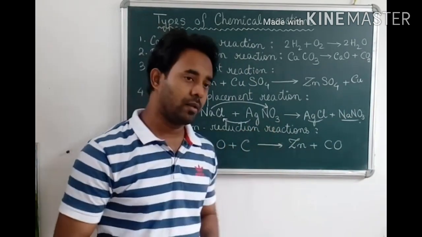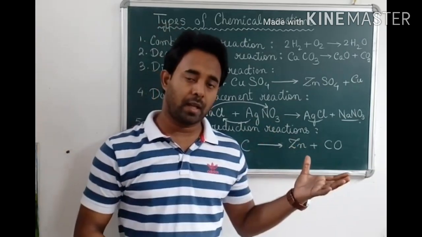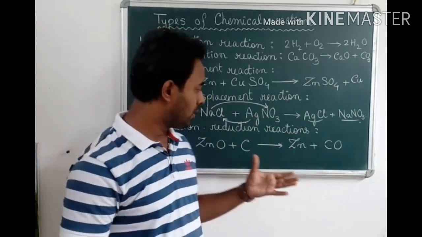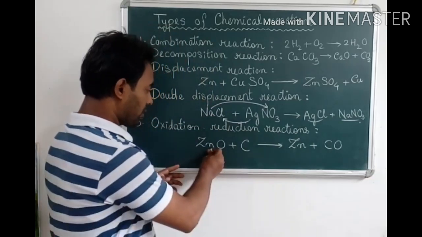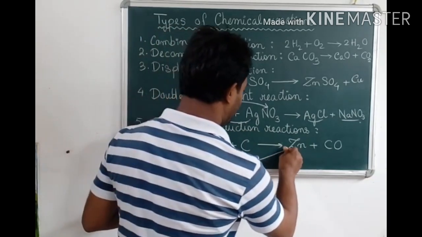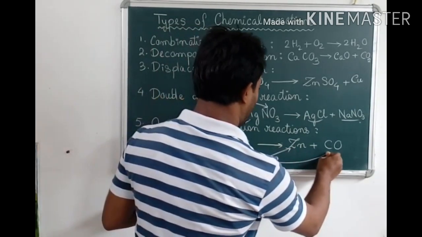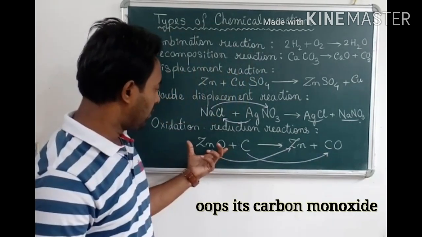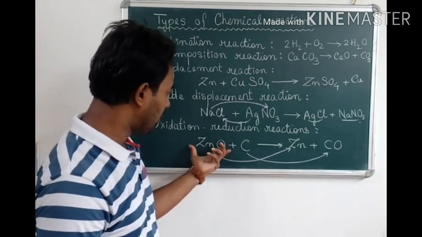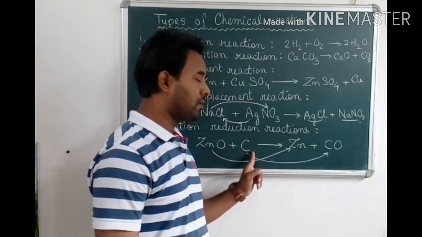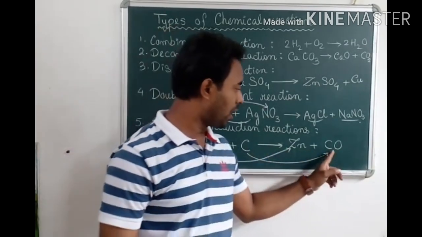Oxidation reduction reaction. Those reactions in which one substance gets oxidized and the other gets reduced simultaneously are known as oxidation reduction reactions. In this case, zinc oxide is reduced to zinc and carbon is oxidized to carbon dioxide. Since zinc oxide loses oxygen, it is reduced, and carbon gains oxygen to form carbon monoxide, and so carbon is oxidized to form carbon monoxide.